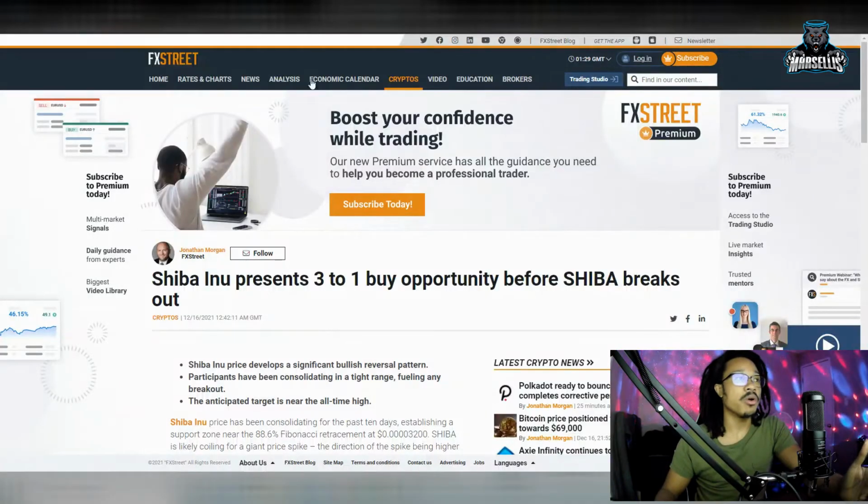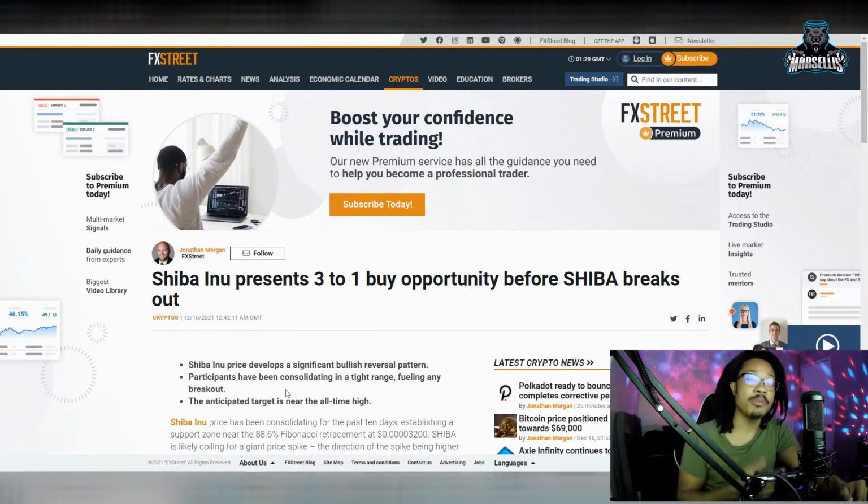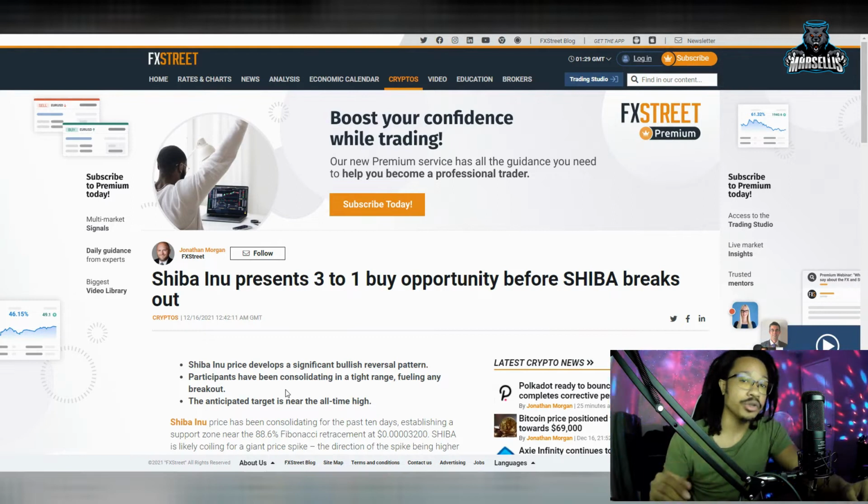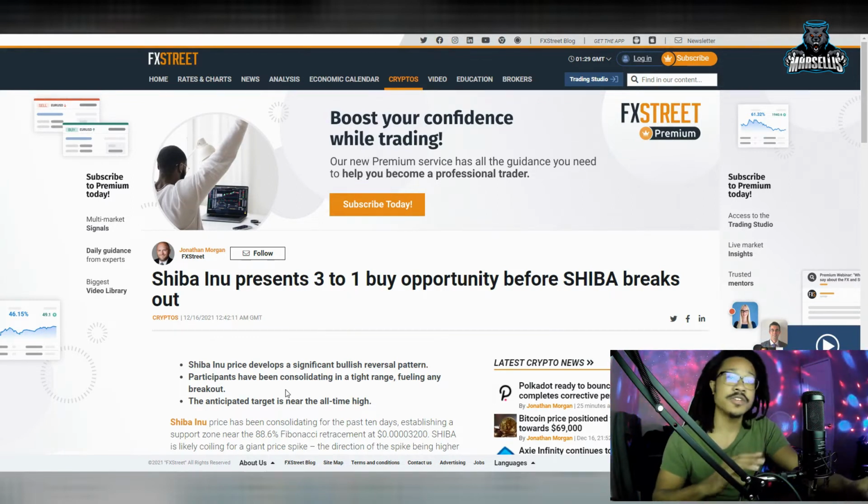So let's go over this. Shiba Inu presents 3-to-1 buying opportunity before Shiba breaks out. So they're saying that there's a possible breakout on the loose. Remember though, I'm not a financial advisor, none of this is financial advice, but let's go over this.